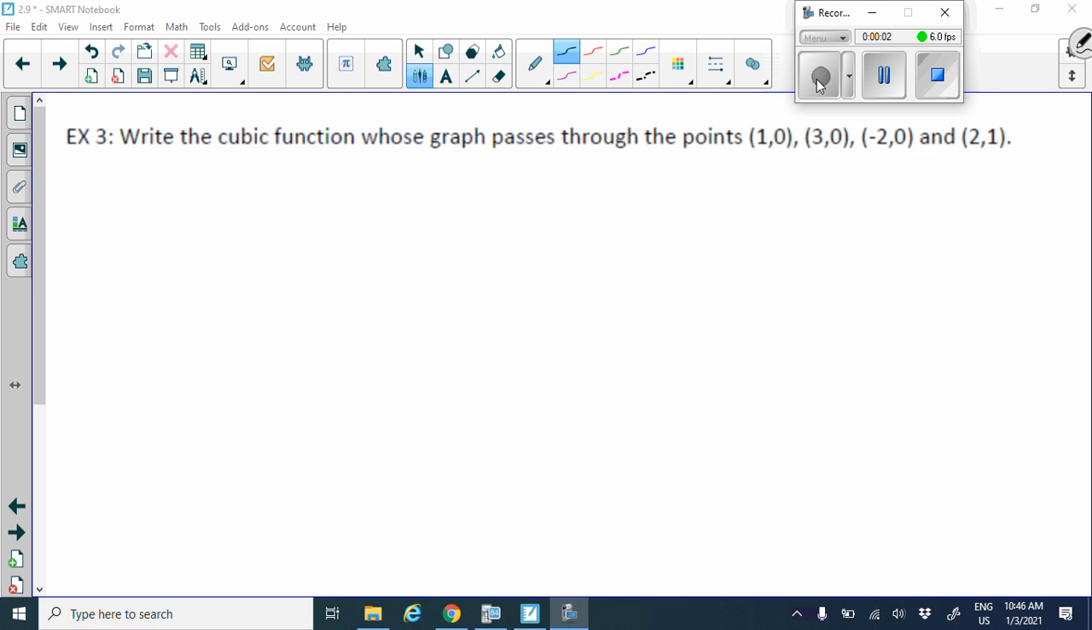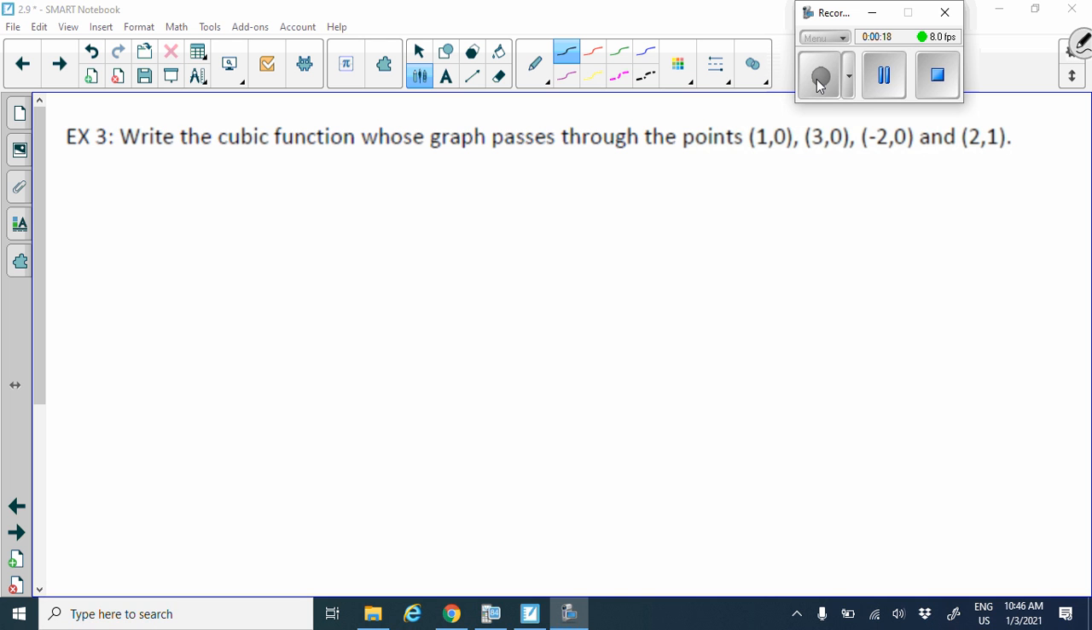Okay guys, so here's part 2 of our 2.9 notes. We're going to continue to write polynomial functions. So here on example 3, and we'll do example 4, we're going to write a cubic function whose graph passes through the following points: (1, 0), (3, 0), (-2, 0), and (2, 1).